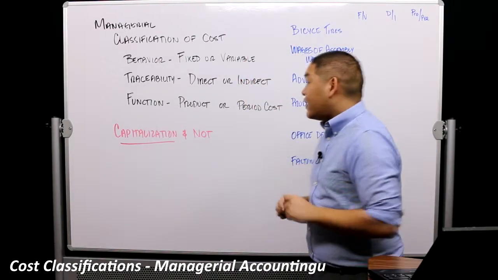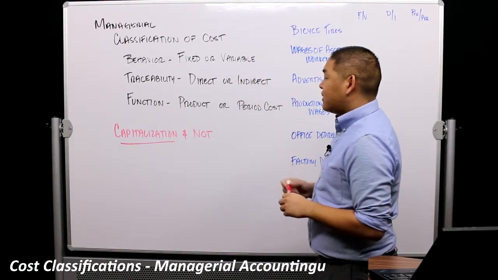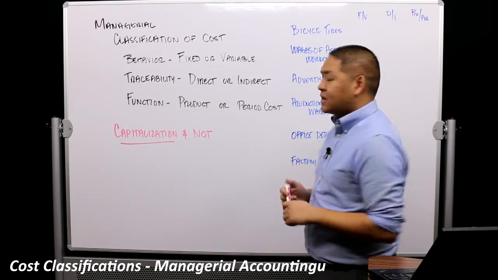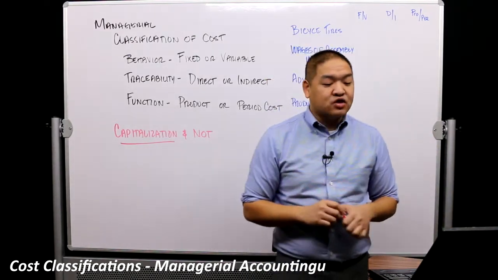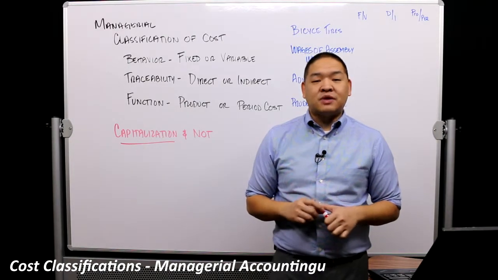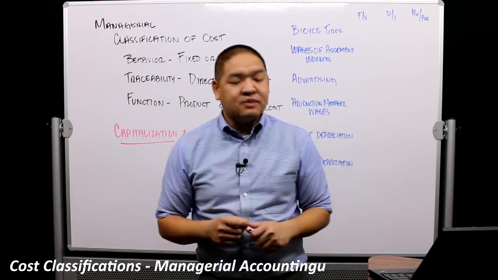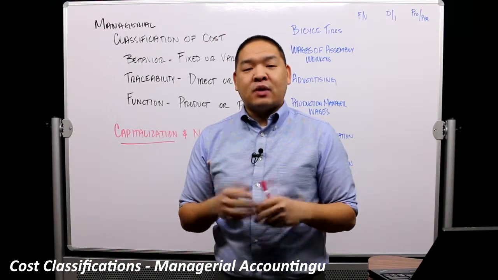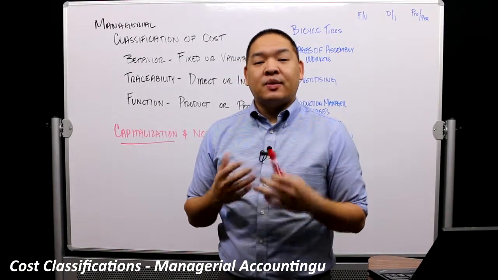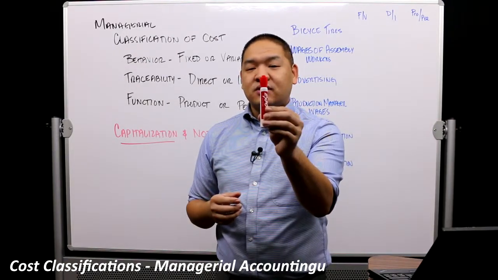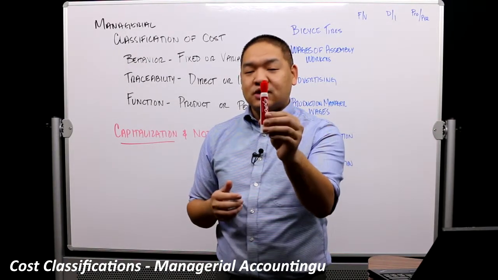Okay? So that's fixed versus variable. Let's talk about traceability, direct versus indirect. Let's start with direct. Direct tells us that these are costs that are traceable to a single cost object. What do we mean by single cost object? What is the actual product that we're producing? So when it's a direct cost, it's directly associated with the product. So for instance, what's directly associated with producing this product?